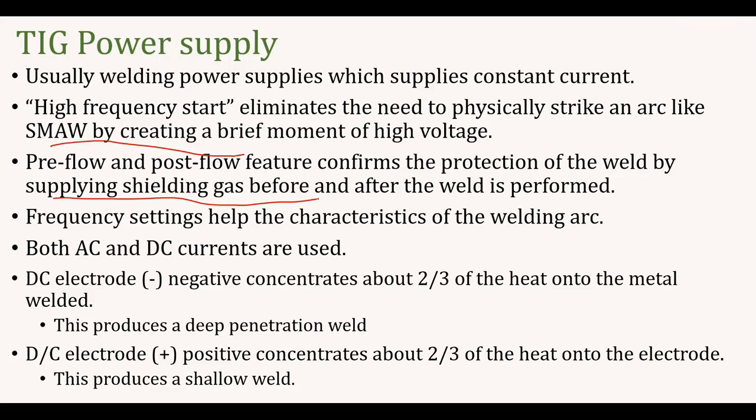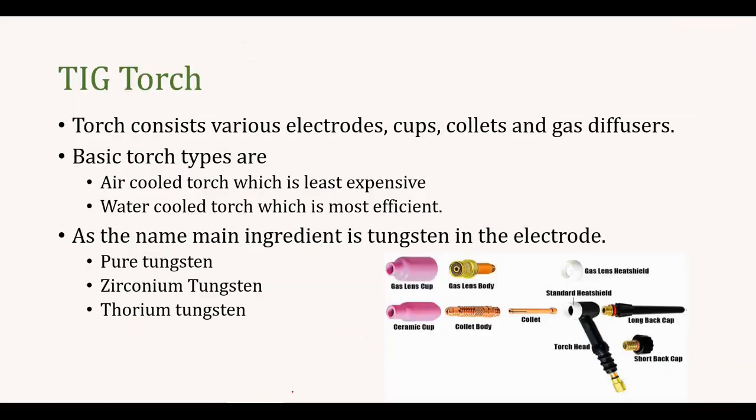In the reverse polarity, it will create two-thirds of the heat onto the metal which is going to be welded. So when you connect the material like this, we can use this process for deep penetration welding. When the polarity is reversed, the two-thirds of the heat is instead formed on the electrode surface. Okay, so this is used for shallow welding.